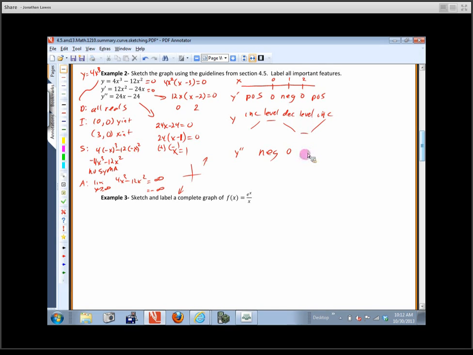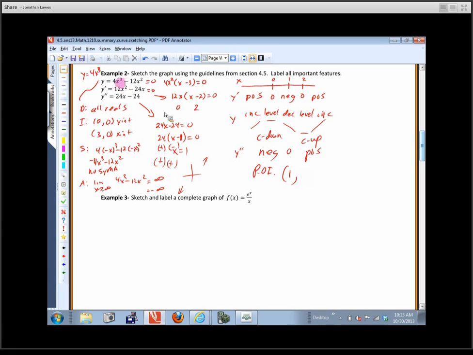And if I plug in a number on this side of 1, so let's say I plug in a 2. I've got 24, which is positive, times 2 minus 1, which is positive. So I end up with a positive second derivative there. So that means we're concave down here and then concave up here. So that means I do have a point of inflection. And what is that point of inflection? What's the x-coordinate of that point of inflection? 1. So it's 1 comma something.